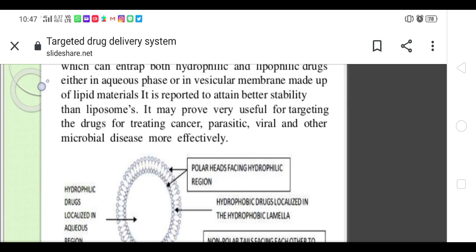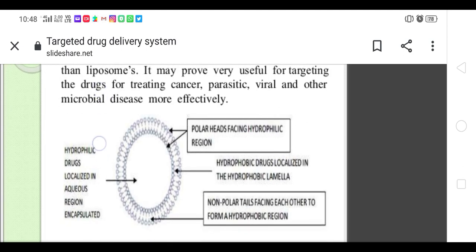And it is reported to attain better stability than liposomes. Yes, it has more stability and it is more useful for targeting the drug for cancer, parasitic, viral and other microbial diseases, right? See the structure of niosomes.